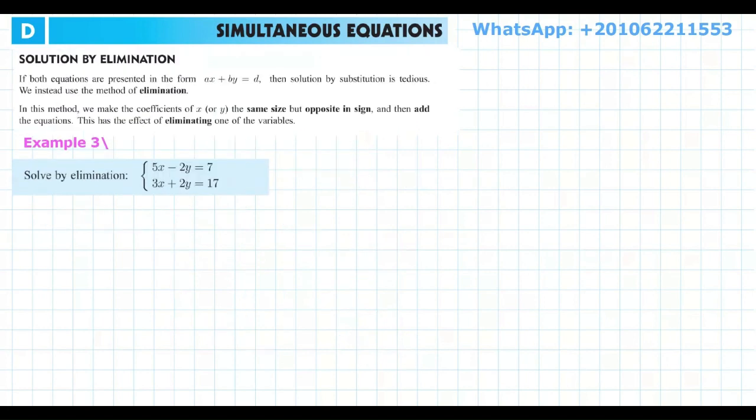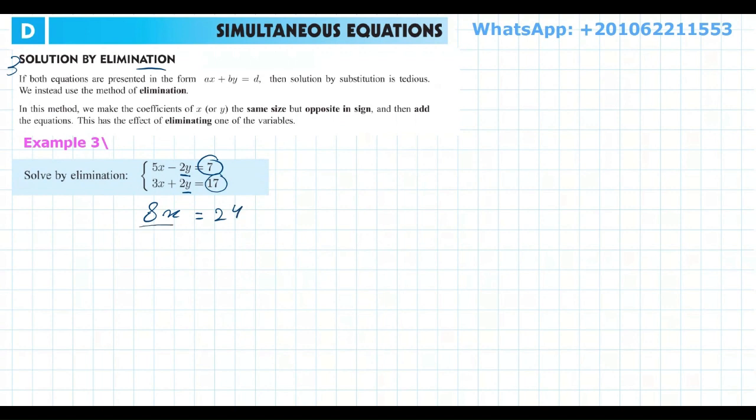What about elimination, which is the third method? Now, he said solution by elimination. This is the elimination method, which is cancelling either y or x. Here you found negative 2y and 2y. If you add these two equations, the result should be 8x equals 7 and 17 becomes 24.